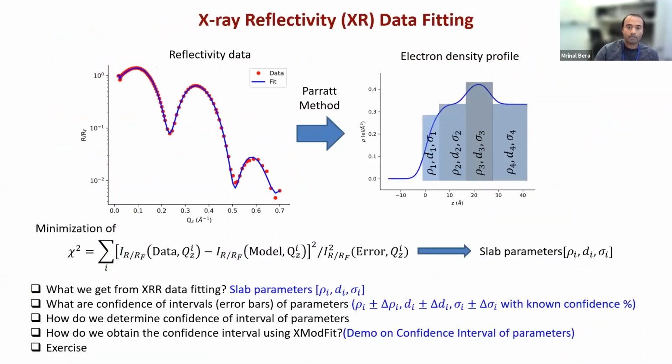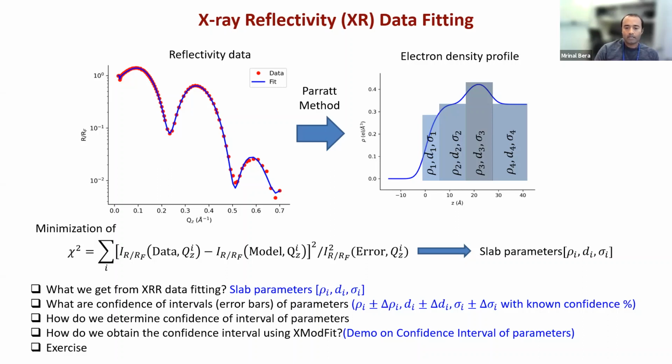So I will try to explain it in terms of an example. Here the idea is, when we did this data fitting, what we got are the parameters like rho, d, sigma as a function of different layers. And then what we tried to do is minimize the chi-square and get some values of rho, d, and sigma corresponding to the minimum chi-square.